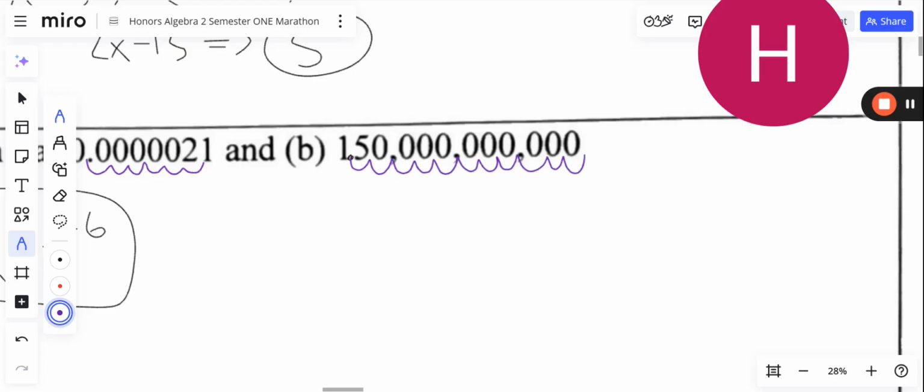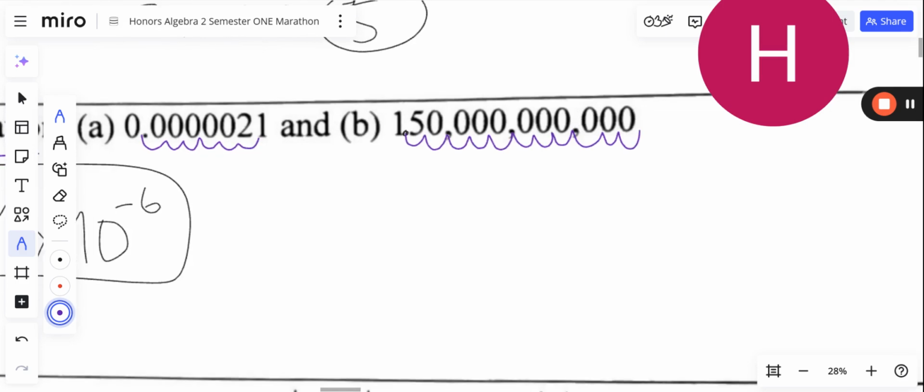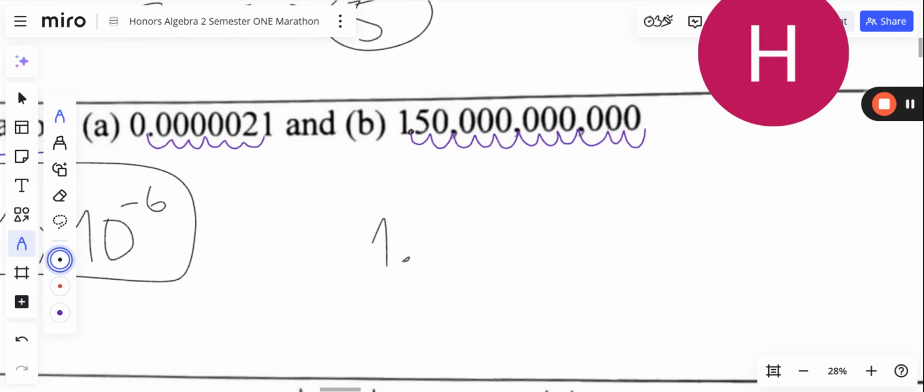Did you count? I counted 11, but let's double check. 1, 2, 3, 4, 5, 6, 7, 8, 9, 10, 11. Yep, looks like 11. So this would be 1.5 times 10 to the 11th power.